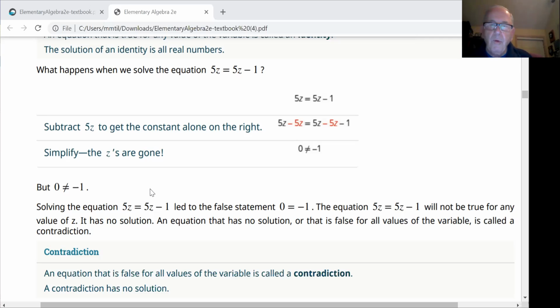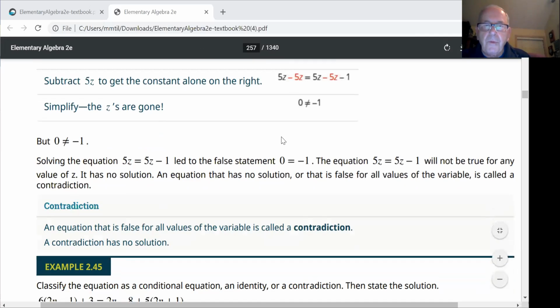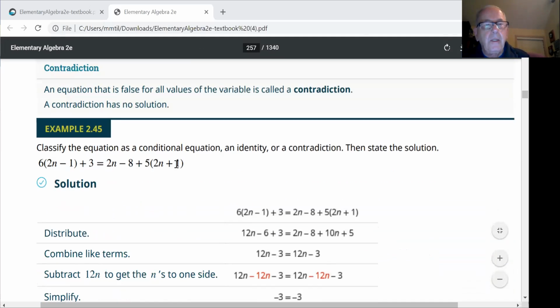Part of this homework will be that you'll have these equations to go through and evaluate and tell me whether they're conditional, whether they're contradiction, or whether they're identity. And this will be on your quiz on Monday too, or on Tuesday too. So you know how to do it.